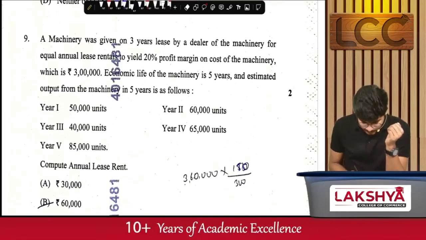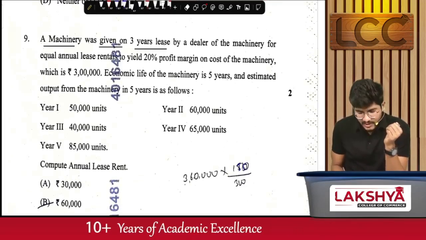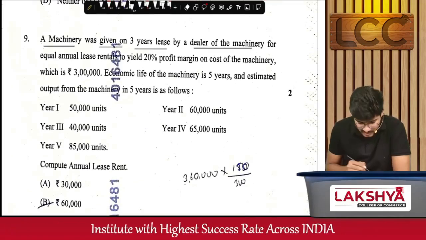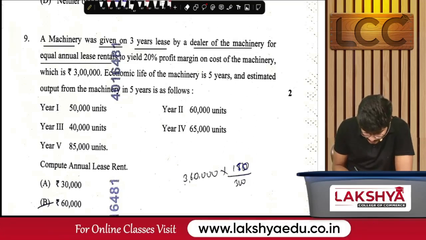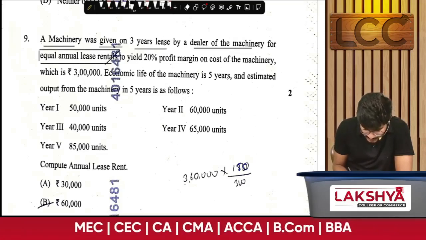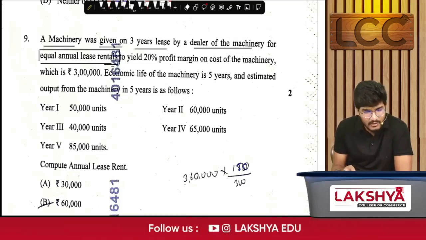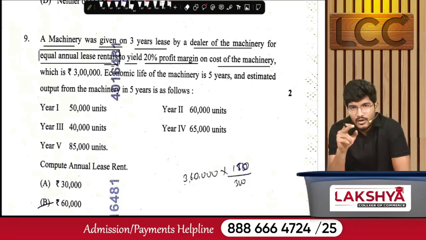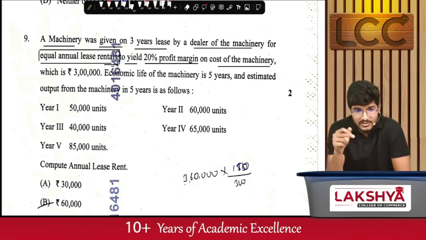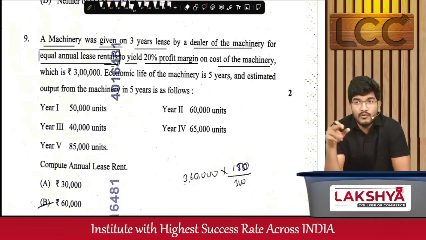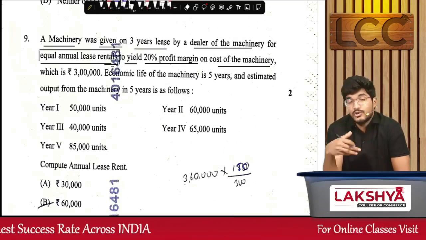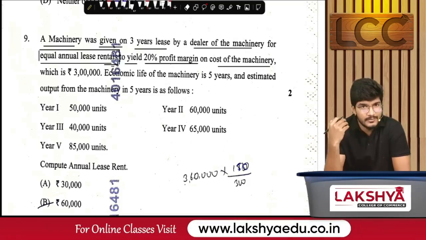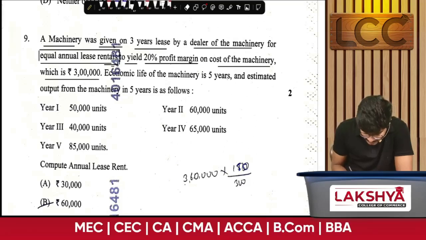A machinery was given on 3 years lease by the dealer of the machine for equal annual lease rentals. As per the agreement, lease rentals will be equal. That is given in the question. To yield 20% profit margin on the cost of the machinery. What the dealer expects is that from the overall life of the machinery, he wants to earn 20% profit. That is the estimated return. The cost of the machine is 3 lakhs.